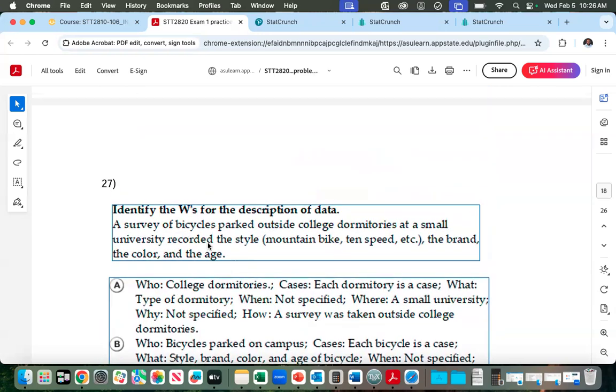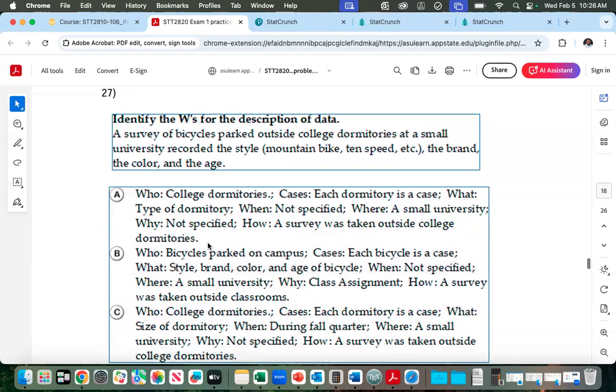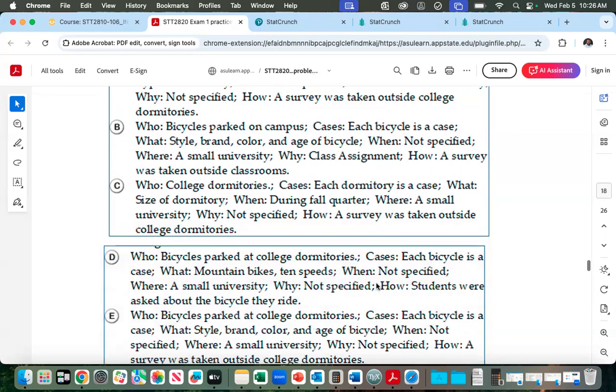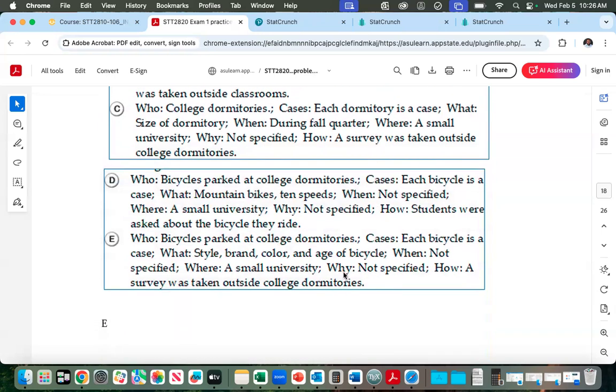Why was this information recorded? Not specified, right? Okay. So let's see. The B says class assignment. So you see, this is not specified. Is that okay? When you have multiple choice, you don't necessarily have to answer all five. If I were you, to save time, I'd be doing them step by step and eliminating. Does that make sense?